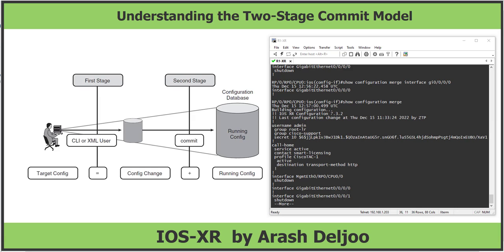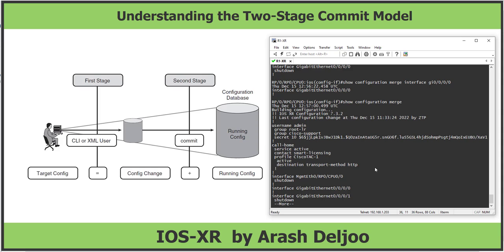Actually, a unique target configuration is created implicitly when the user enters the configuration mode. For example, you go to the global config mode with conf t. The target configuration is not a copy of the running configuration. It is instead an overlay of configuration changes entered by the user, which have not been committed yet, on top of the router's running configuration.